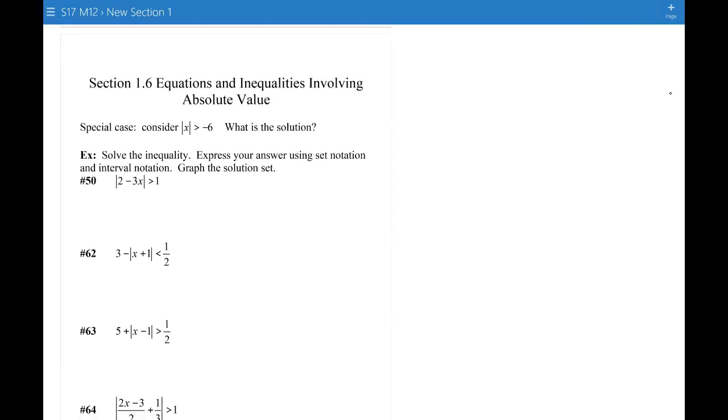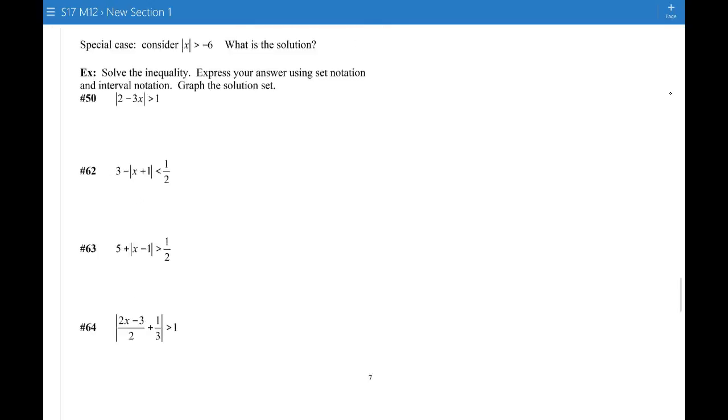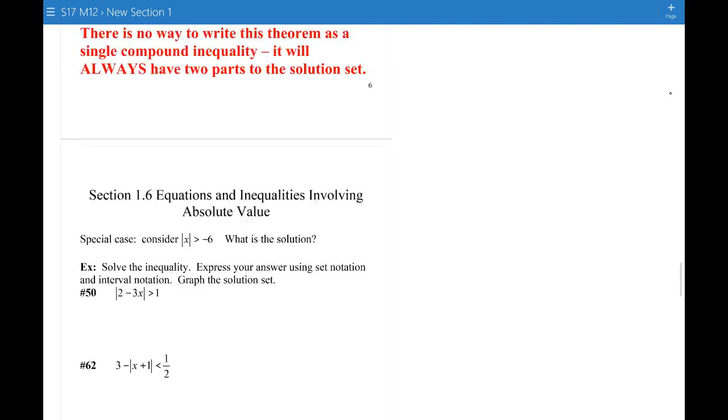And then let's talk about this special case. What if I say, when is the absolute value of a number bigger than negative 6? And let's talk about that in class, of what is the solution and how do you write it. And then we have some more examples, and that's it.